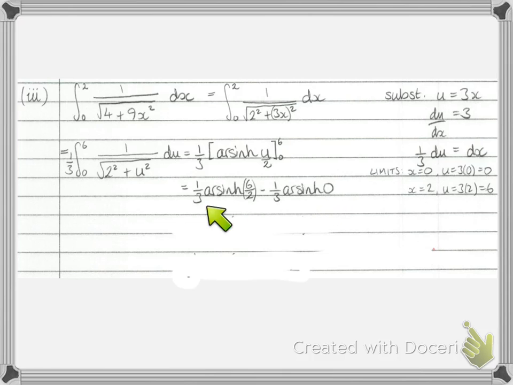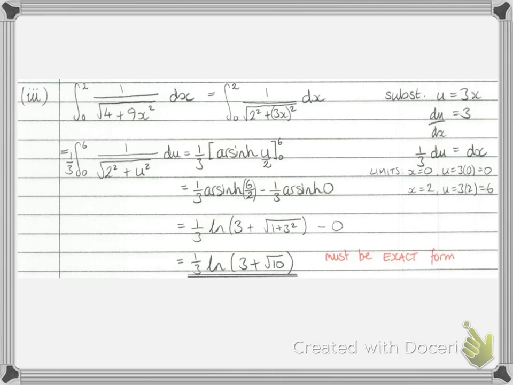And then because we're after an exact value, we'll use the log version of this. So arsinh of 3, which is 6 over 2, is this expression, and arsinh of 0 is 0. So I'll just tidy this up a bit to give my final answer, which is in exact form a third log of (3 plus root 10).